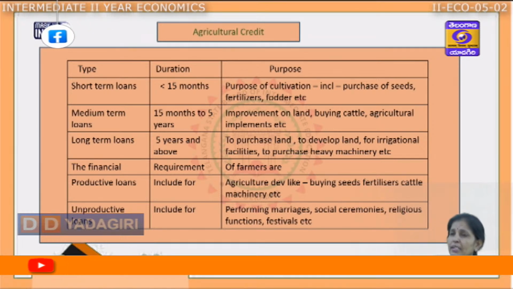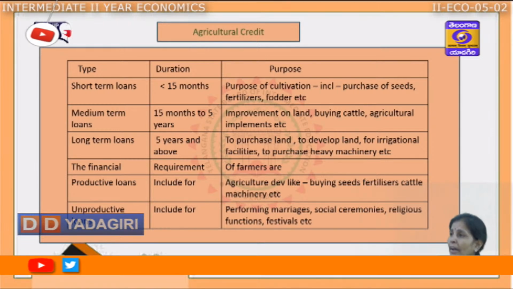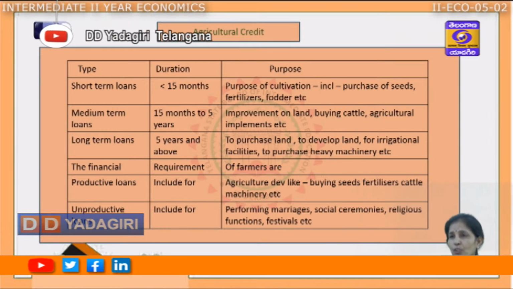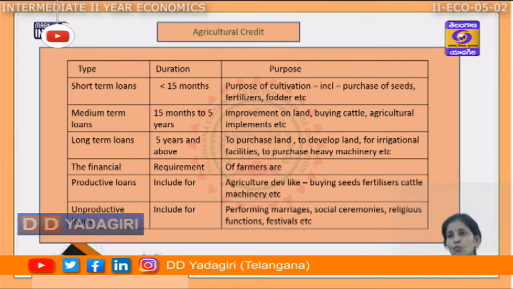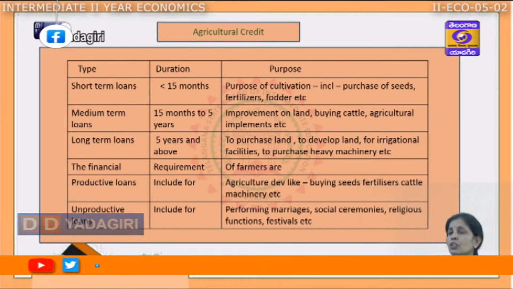The next one is medium-term loans, and the duration of these kinds of loans is 15 months to 5 years. The farmers require these kinds of loans for any improvements on land, for buying cattle, for buying any agriculture implements, to increase agriculture productivity.